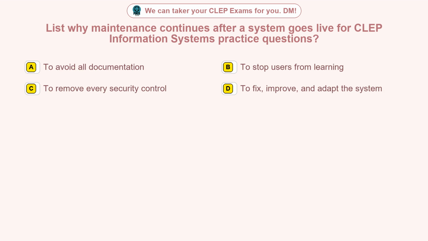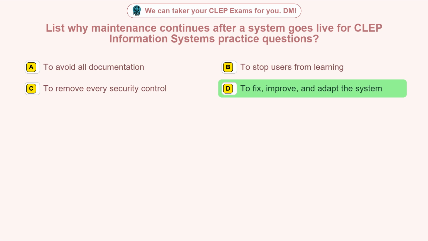Question 77. List why maintenance continues after a system goes live for CLEP Information Systems practice questions. Option A. To avoid all documentation. Option B. To stop users from learning. Option C. To remove every security control. Option D. To fix, improve, and adapt the system.